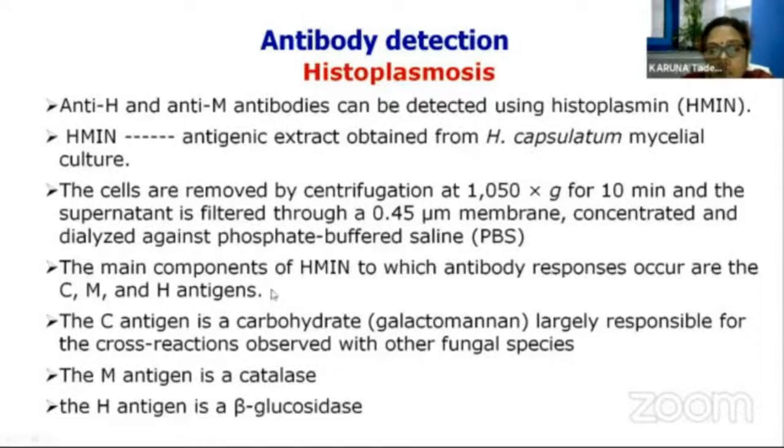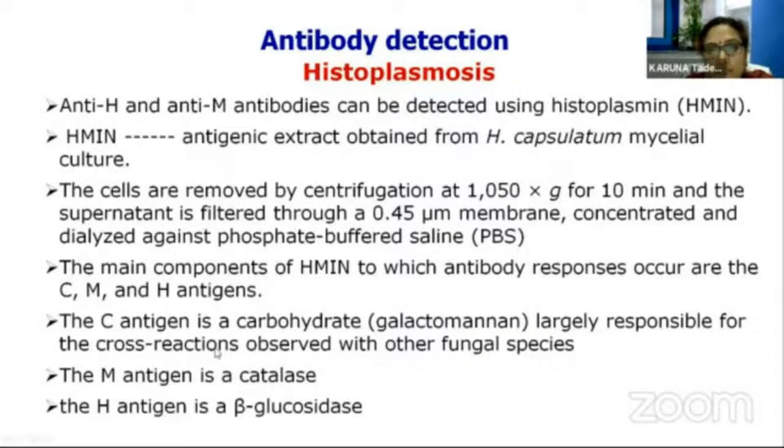The main components of histoplasmin, to which antibody responses occur, are the C antigen, M antigen, and the H antigen. Out of this, the C antigen is considered to be the carbohydrate, the galactomannan, and is responsible for cross reactions with other fungal species.